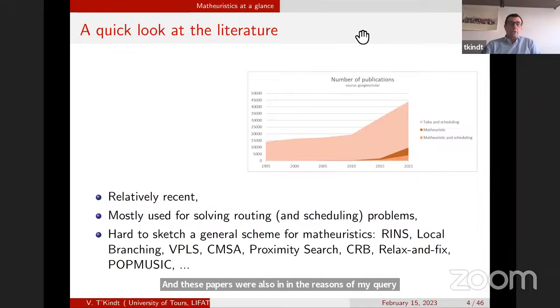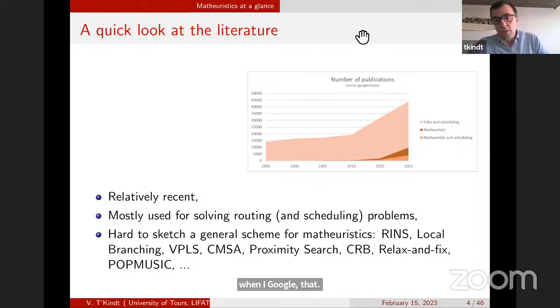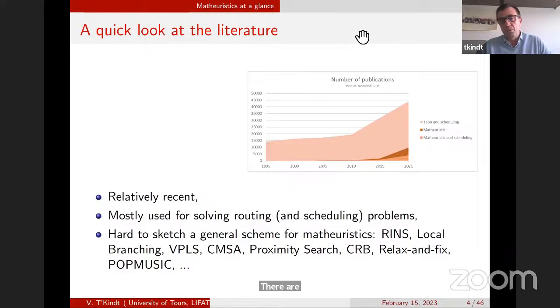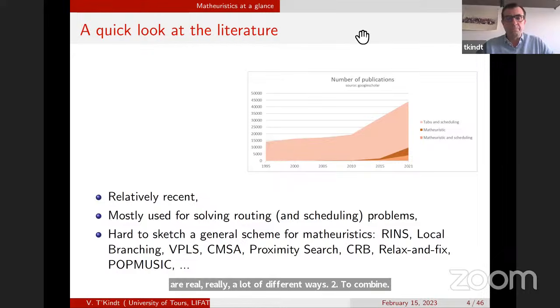If you continue looking at all these papers, or at least at some of them, you see that there are many different Matheuristics in the literature, and that it is really hard to identify one general definition or framework for a Matheuristic. There are really a lot of different ways to combine IP solvers and meta-heuristics.